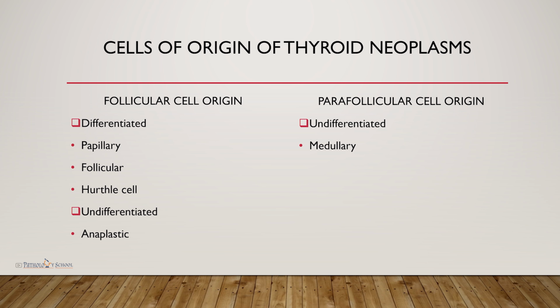Cells of origin of the thyroid neoplasms. The follicular cell originated thyroid neoplasms are the papillary, follicular, Hürthle cell, and the anaplastic, while the parafollicular cell origin neoplasm is the medullary carcinoma.